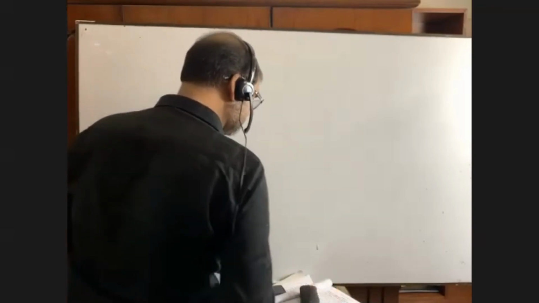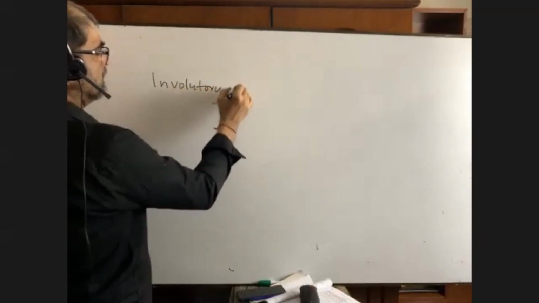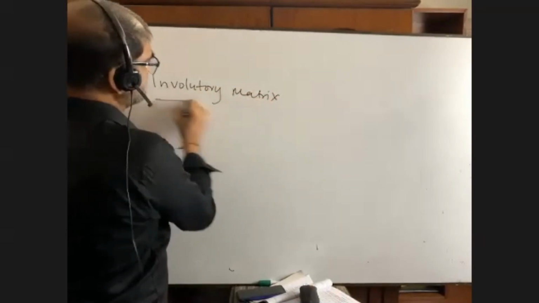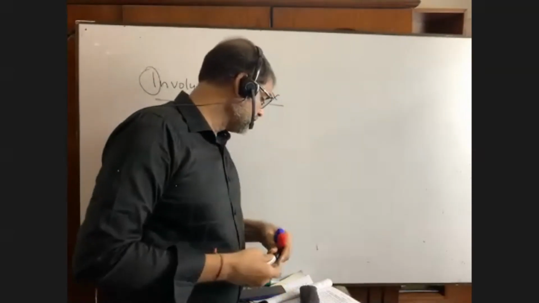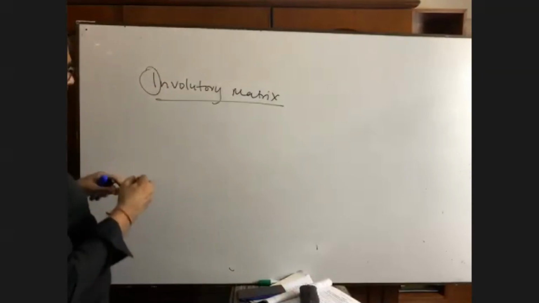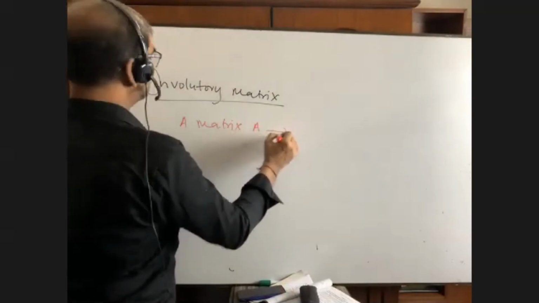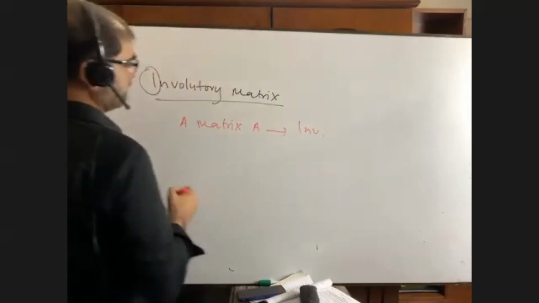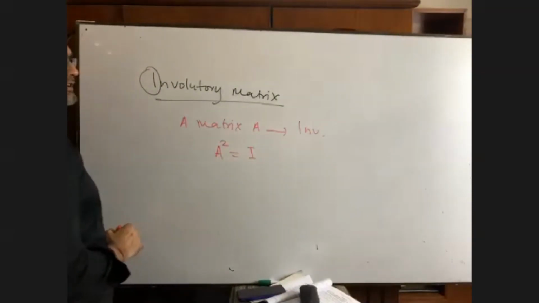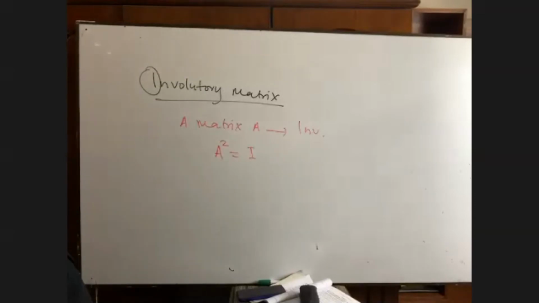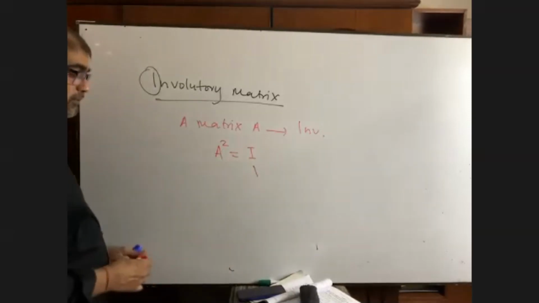Now, involutory matrix. It is very easy. You just give emphasis on this I, then you will come to know. A matrix A is said to be involutory matrix if and only if A square equals to I. I means identity. Please write down: A square equals to I. I means identity, that is 1, 0, 0, 1, this type of.